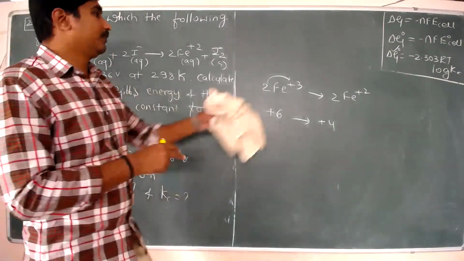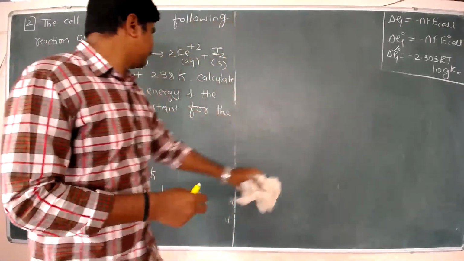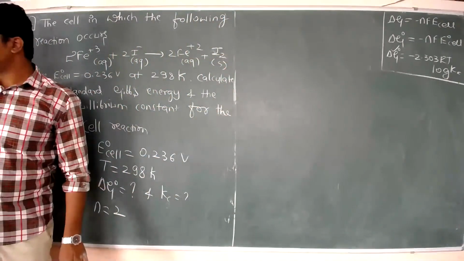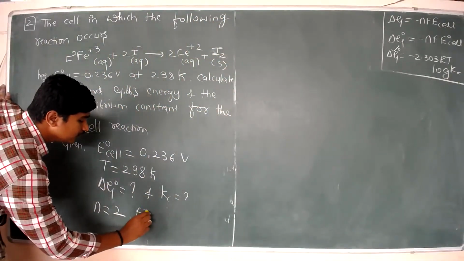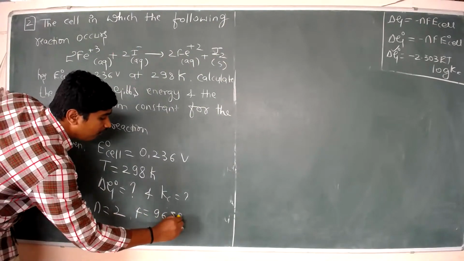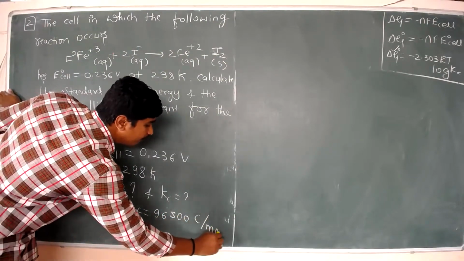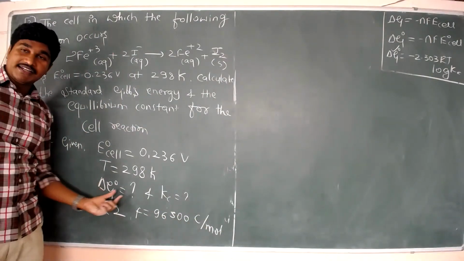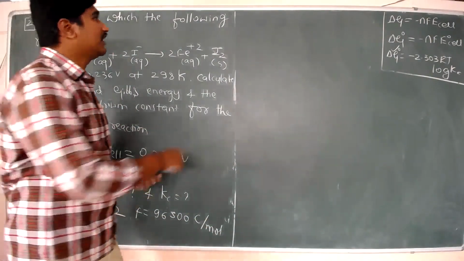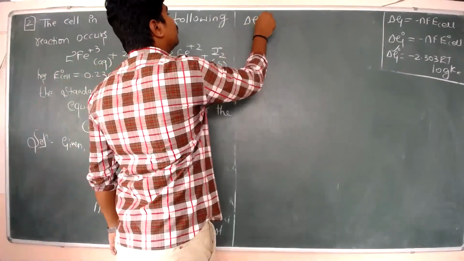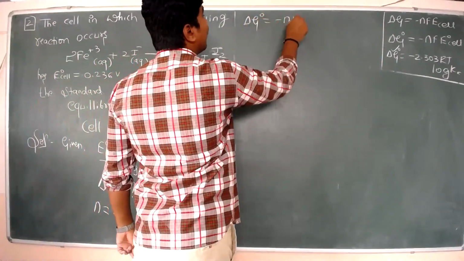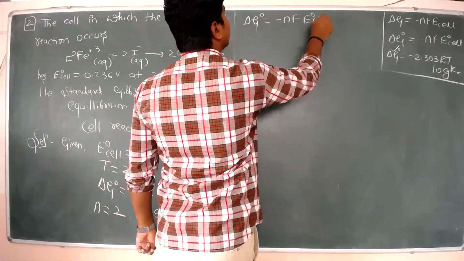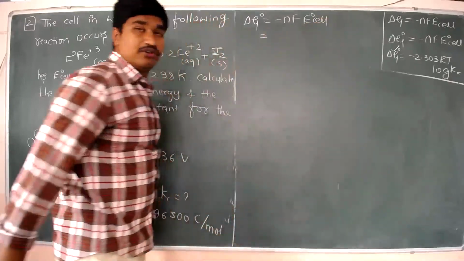Next, Faraday's constant. How much is it? F is equal to 96,500 coulomb per mole. Clear? First, we are going to calculate the delta G naught value. How to calculate it? We already know delta G naught is equal to minus nFE naught of cell. Now substitute all the values.